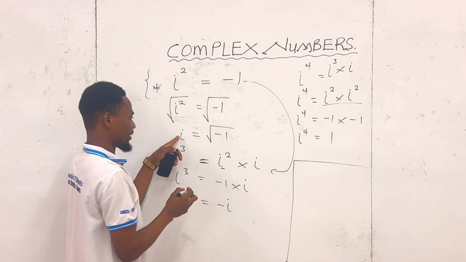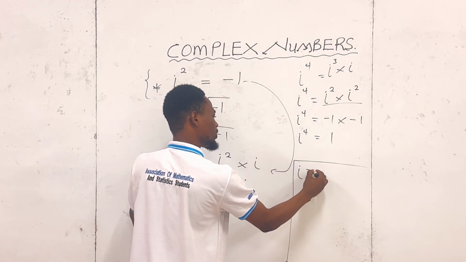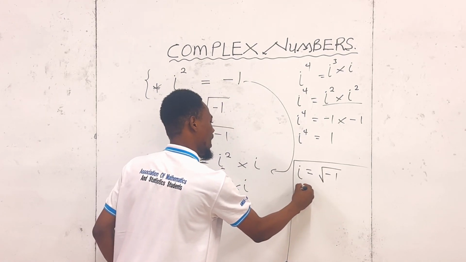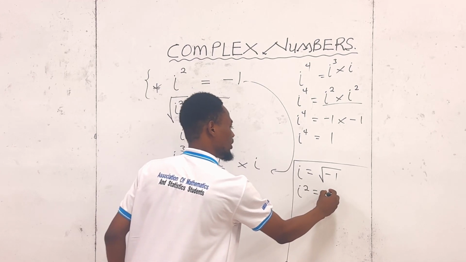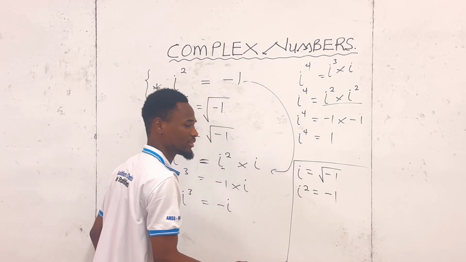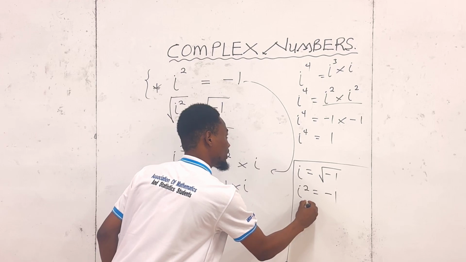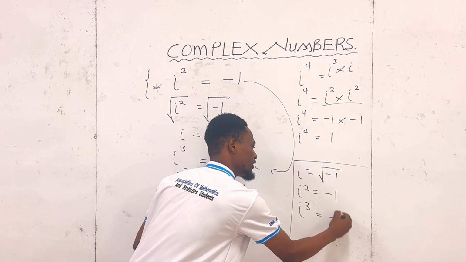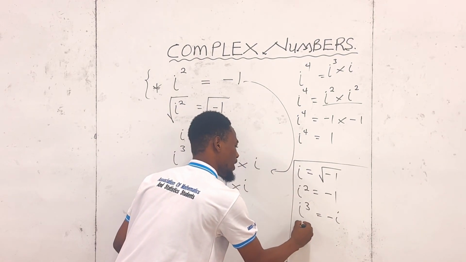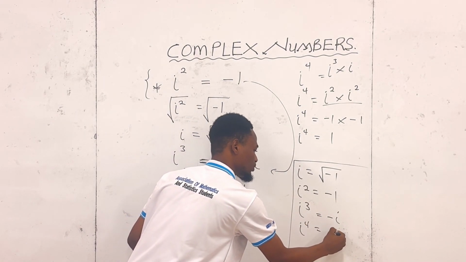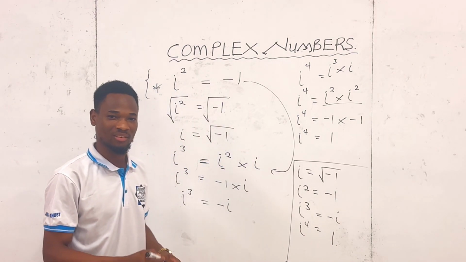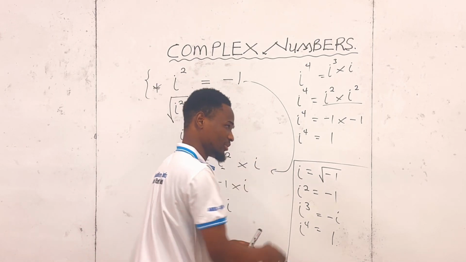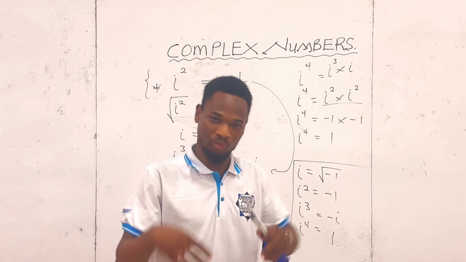We know that from here, i is equal to the square root of negative 1. i squared equals what? Negative 1. Then i raised to the power 3 gives what? Negative i. Then i raised to the power 4 gives what? 1. Viewers, you can continue with this till you get to the number of your choice, then you stop.